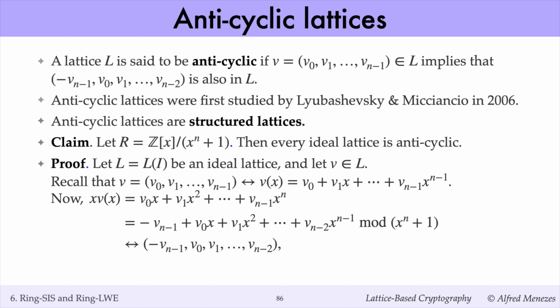Since I is an ideal, it is closed under multiplication by polynomials in R. In particular, it is closed under multiplication by the polynomial x. Thus, x times v is in the ideal, so its vector representation is in the lattice. This proves that L is closed under the operation that cyclically rotates the coordinates of a lattice element and negates the cycled element.